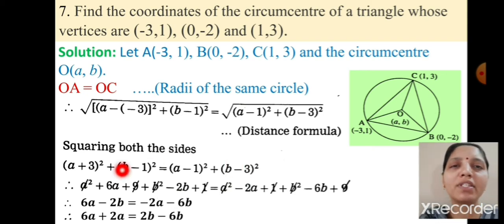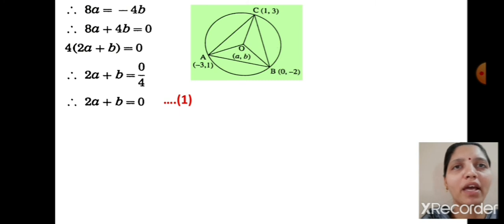Okay. Now you have to remove the same factors. A square you can cut, 9 and 9 you can cut, and B square you can cut. Similarly 1 and 1 also you can cut. So what are the remaining factors here? 6A minus 2B is equal to minus 2A minus 6B. Okay. Now shift the like terms on one side. You will get 6A plus 2A is equal to 2B minus 6B. Therefore, 8A is equal to minus 4B. Now shift this 4B to the other side. 8A plus 4B is equal to 0.